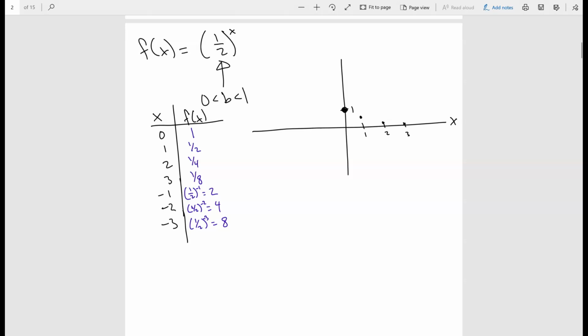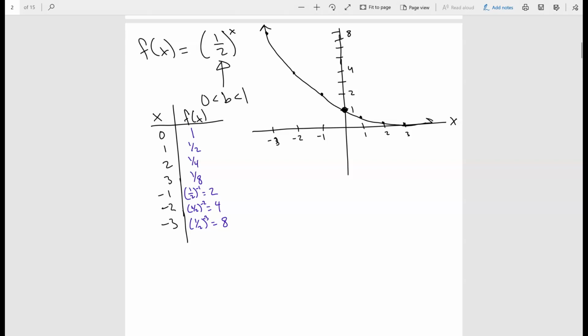And in the other direction, at -1 you're going to get equal to a 2. At -2, it's going to be equal to 4. And at -3 it's going to be equal to 8. 2, 3, 4, 5, 6, 7, 8. This guy's going to be all the way up to an 8. So this guy is going to look more like this.